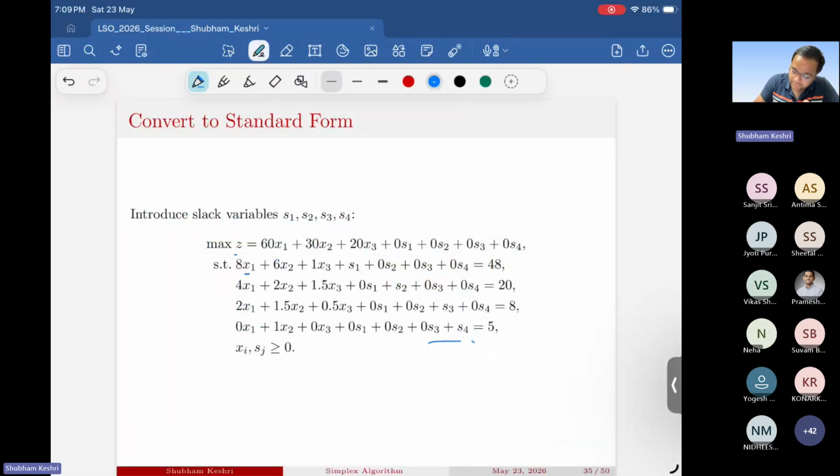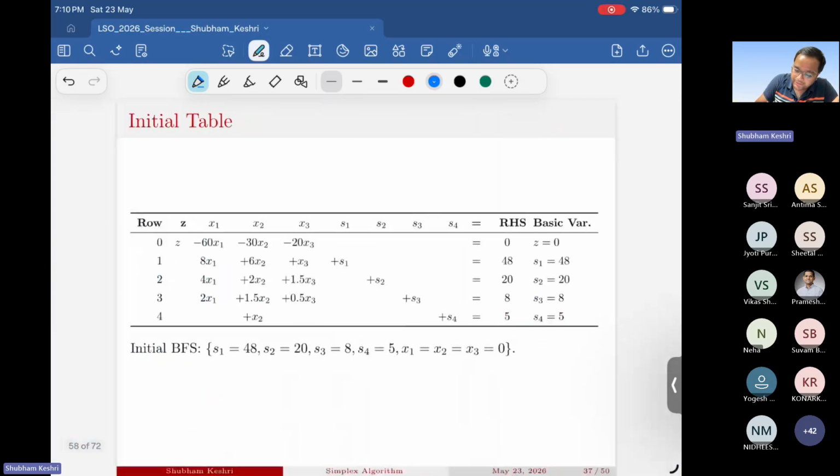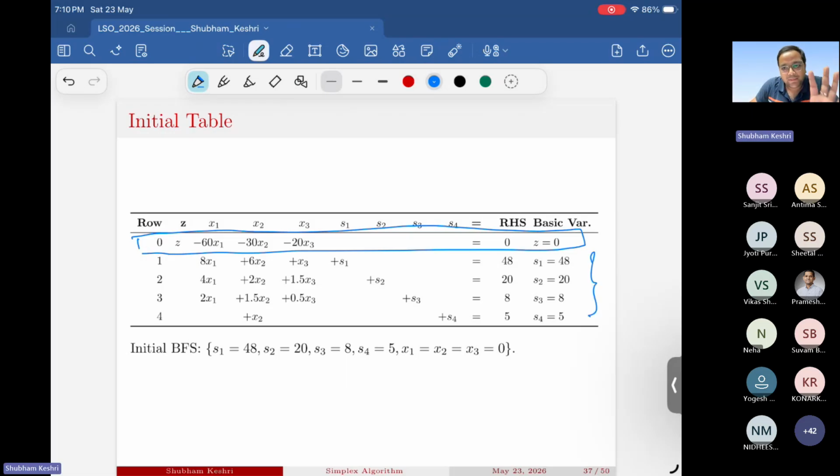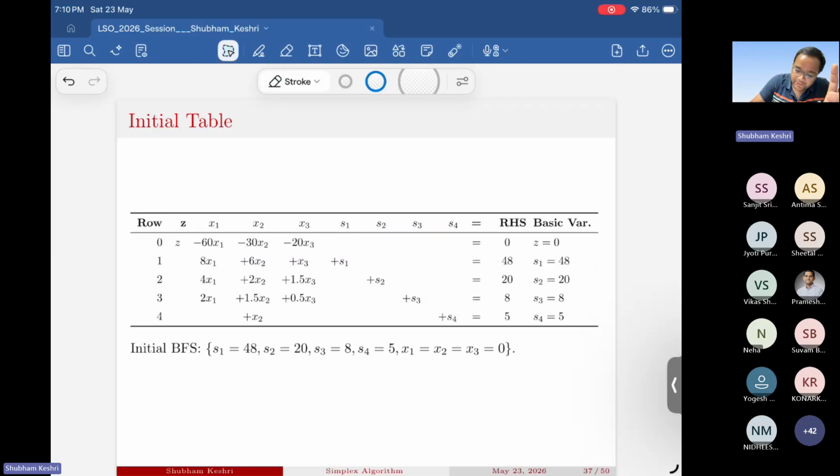The first equation, which is the objective function, we are writing it differently. We are saying that Z minus 60 x1 minus 30 x2 and so on is equal to 0. So this is how we are writing the first row in the simplex tableau. And these are the remaining 4 equations with slack variables written in the canonical form. Okay. So you see, I am writing this as row 0, row 1, row 2, row 3, and row 4. So the first row is labeled as row 0.